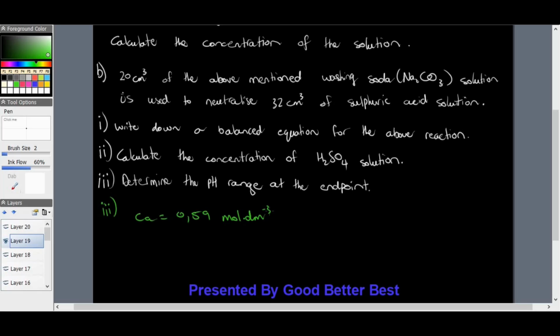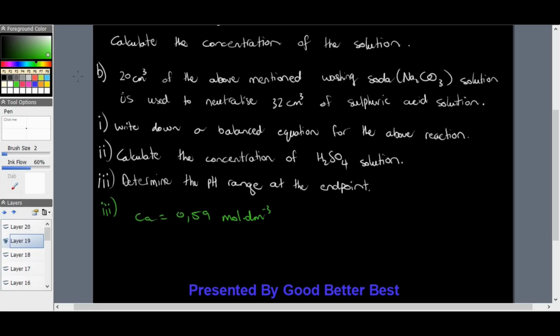And then in the list of bases that I gave you as well, we had Na2CO3, and that was considered to be quite a weak base. So we actually had a reaction where a strong acid was reacting with a weak base. Cool.